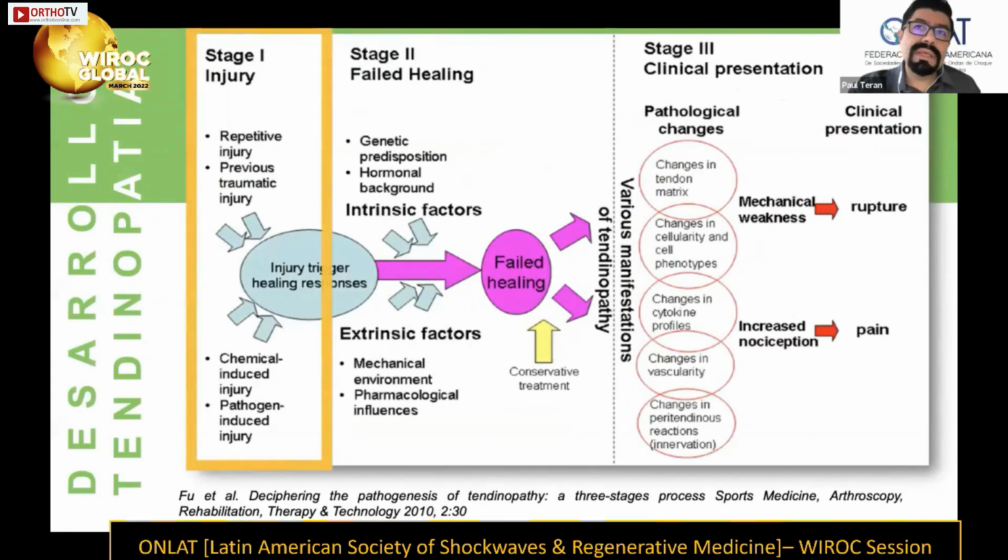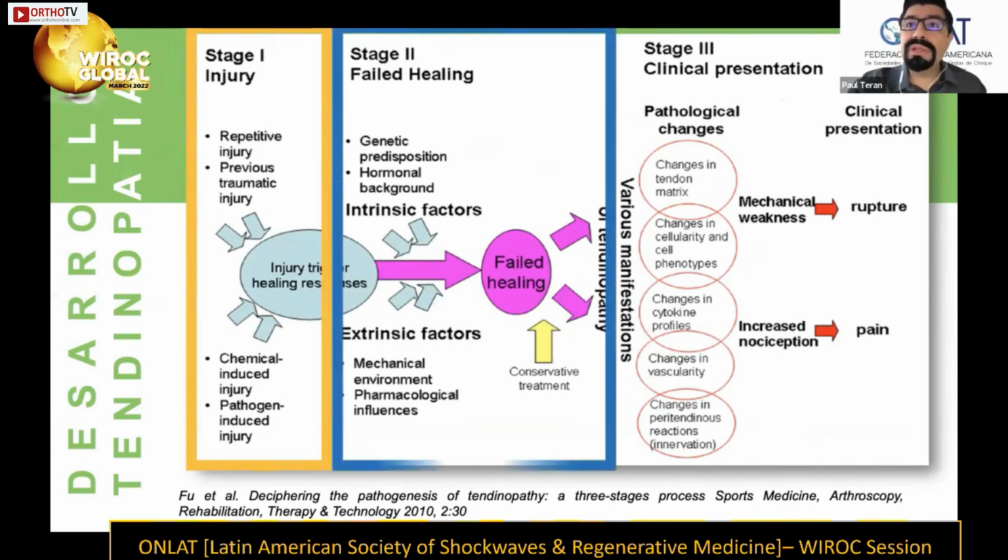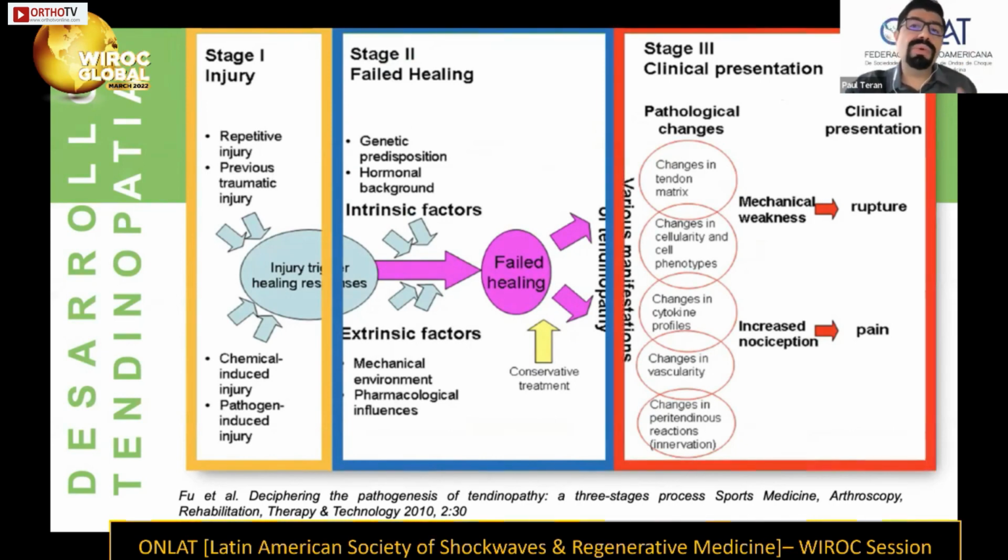In the first level is the injury produced by repetitive activity, previous traumatic injuries, chemical products, or pathologies that damage the tendon. At the next level, in stage 2, there is a failure in the healing process determined by two large groups of intrinsic or extrinsic factors, to reach stage 3, where the clinical manifestations are characterized by pain, weakness, or rupture.